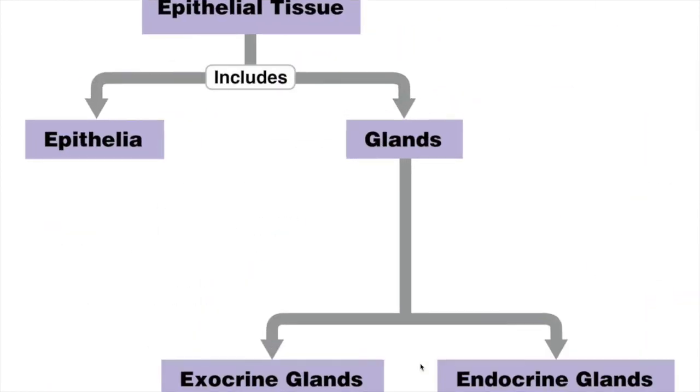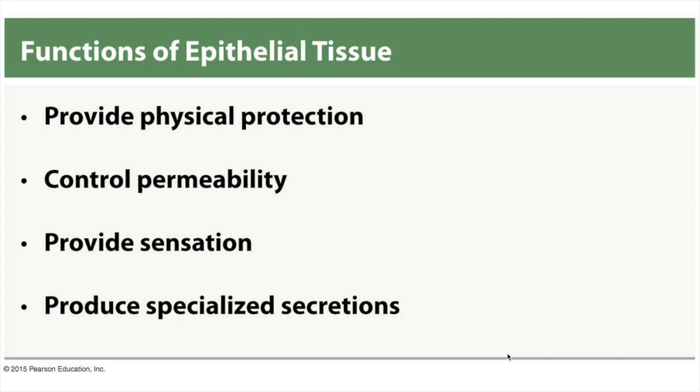Alright, let's talk about tissues. First, epithelial tissue. Epithelial tissue covers surfaces, it lines structures, and it forms secretory glands. So they can be epithelia, which are lining and covering, or glands, and they can be exocrine or endocrine glands. And there are four basic functions of epithelial tissue. One is physical protection. Another thing they do is control permeability. A lot of diffusion happens through epithelial tissue. Another thing they do is provide sensation. So our skin is actually epithelial tissue. And then some epithelial tissues produce specialized secretions.